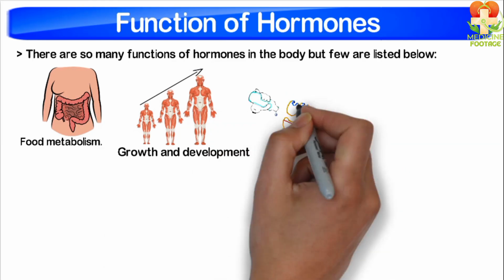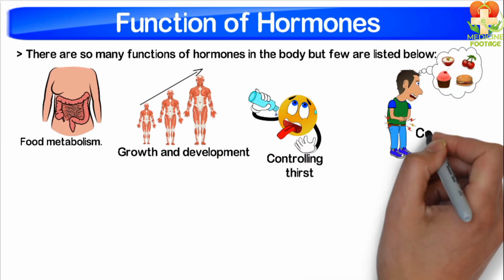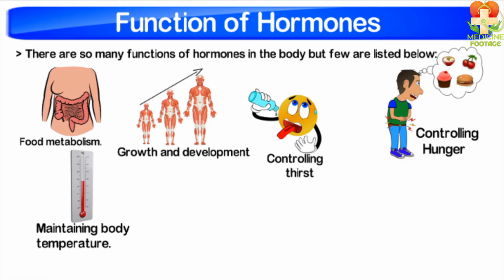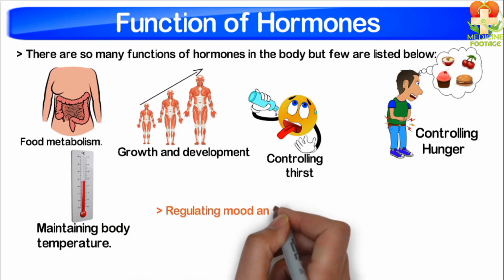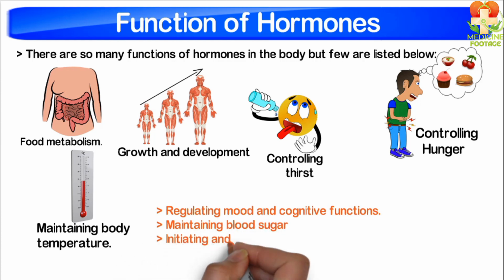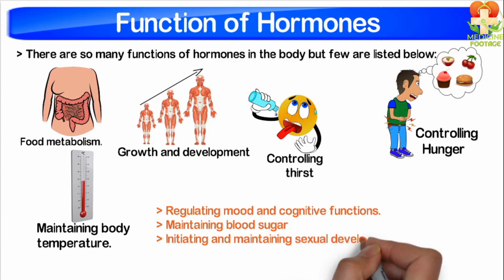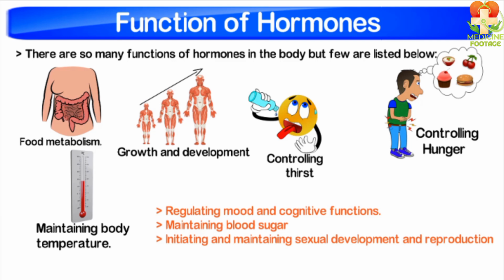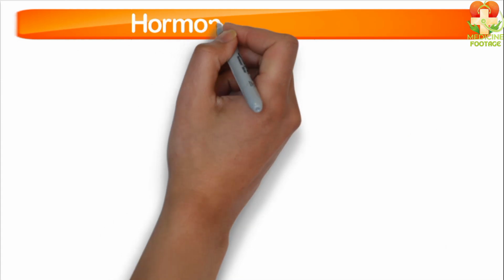Now let's move on to thirst and hunger. These are also controlled by hormones. Our body's temperature control up and down is also the work of hormones. Our mood, our cognitive functions, maintaining our blood sugar level. These are also the work of hormones. Additionally, sexual development and reproduction are also controlled by hormones. So, there are many more functions of hormones that they control in our body. Now, let's move on to hormonal diseases.